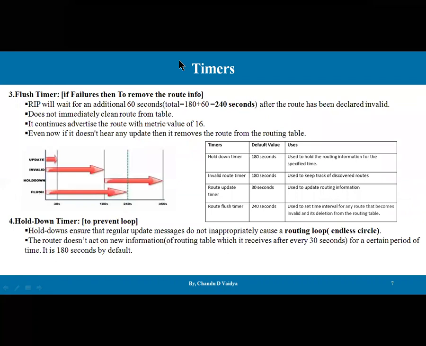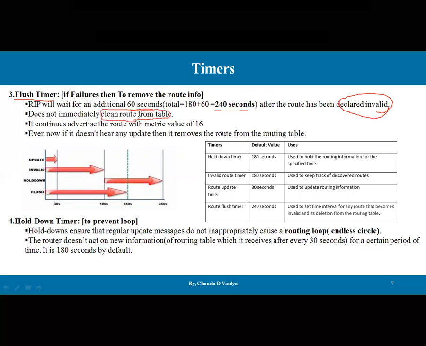Then there is a third timer, the flush timer. RIP waits for 60 additional seconds after the route has been declared invalid. After the route has become invalid, RIP waits an additional 60 seconds to delete the entries. RIP does not immediately clean the route from the table. So whatever path was available initially is not cleared immediately. It waits again; the additional 60 seconds are added to the invalid timer, so it becomes 240 seconds.